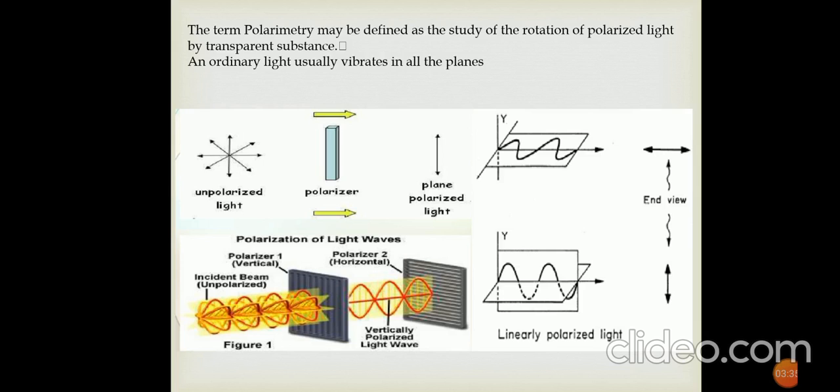ordinary light usually vibrates in all planes. So when we put the sample in the instrument, what exactly happens? The unpolarized light comes from the light source, then with the help of the nicol prism it becomes plane polarized light, and then we calculate the rotation by the substance. That means we identify the optically active compound and the optically inactive compound with the help of the linearly polarized light.